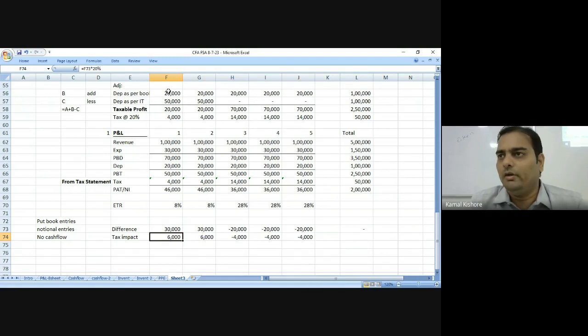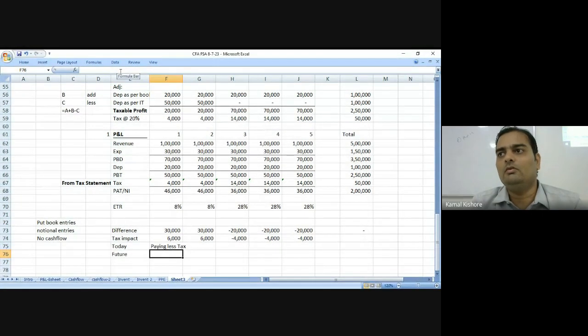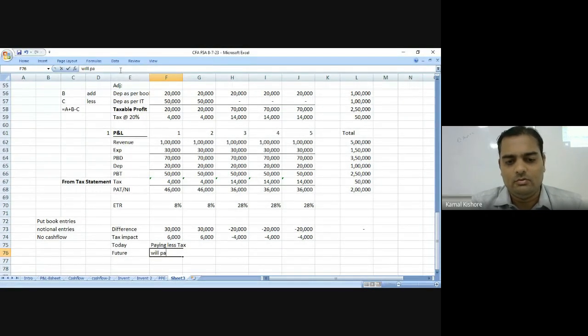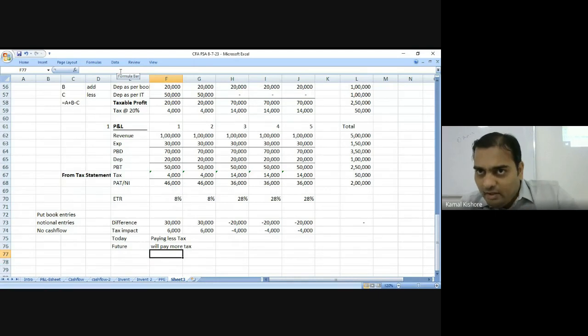6,000, 20%. So today, are you paying more tax or less tax because of this? You are paying less tax. In future, what will happen? You'll pay more tax. This is a timing difference. So today you are paying less, but in future you will pay more. So in future, if you have to pay more, it means you are creating a liability for yourself.